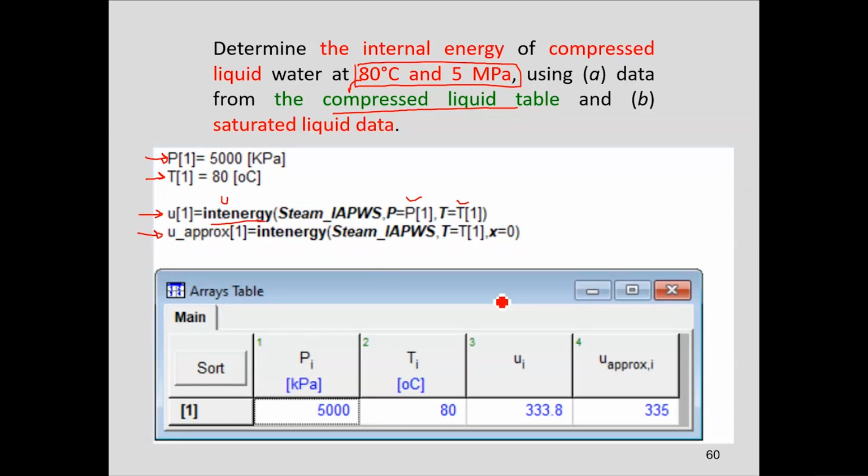U approximate is another column. This is another column defined for U. In the first row, you will store the value of int energy, again using the steam table. Temperature is the same, that is 85 degrees centigrade. And instead of using the pressure, you will use the saturated liquid value where x equals 0. So this is the approximated value for the saturated liquid data. Clear enough? Yes, sir. All right. Moving on.